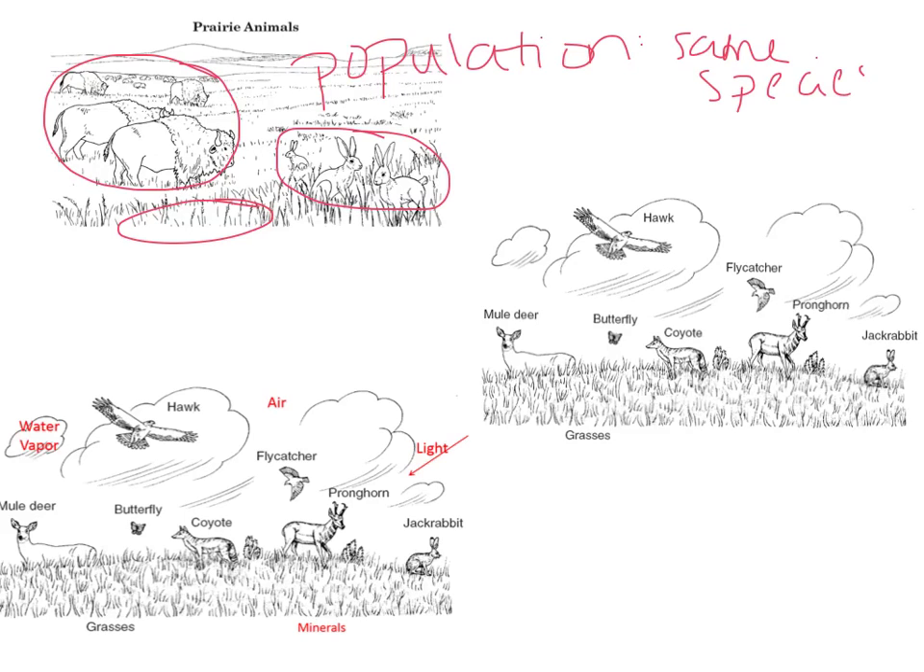Okay, so the population, again, we're referring to the same species in one particular location. So a population would not be rabbits in Texas and rabbits in Europe. Okay, so they have to be in the same location as well.